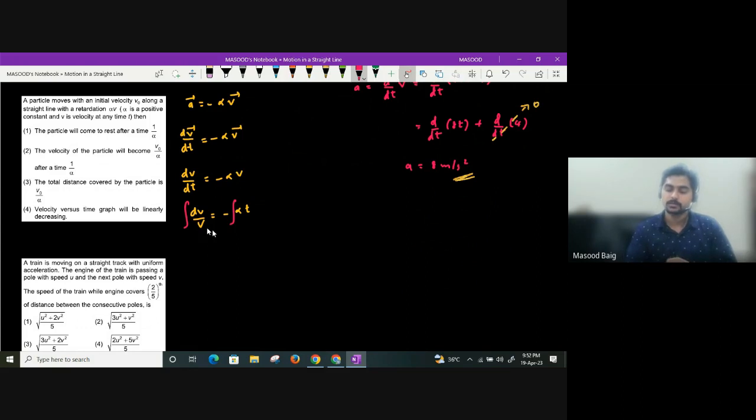The particle is moving with an initial velocity along a straight line with retardation. It is a non-uniform motion again. They are asking after what time it will come to rest. So at t is equal to 0, what is the velocity? V naught. At t is equal to t, what is the velocity becoming? Can I write 0 or not? After some time it is becoming 0, if I say. Or you can take some v value.